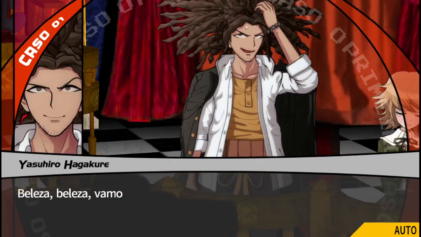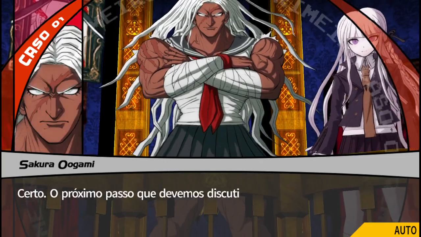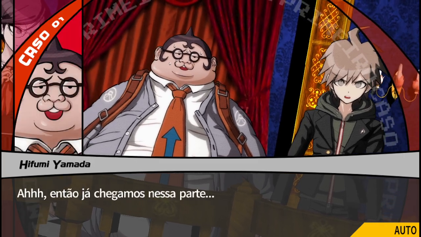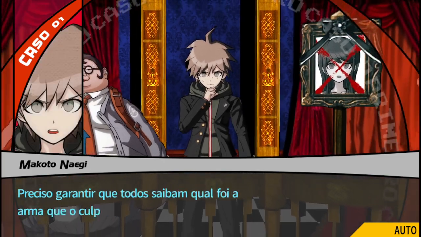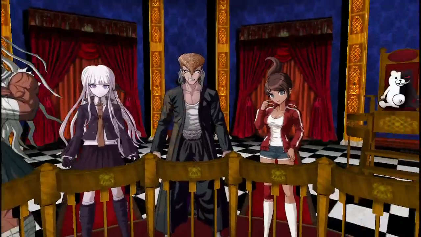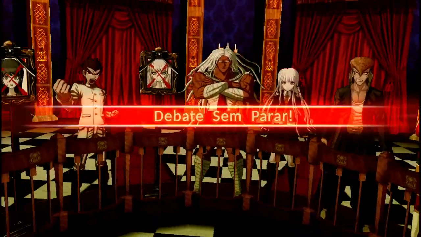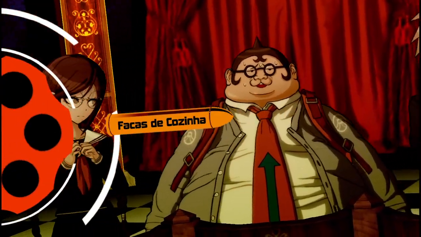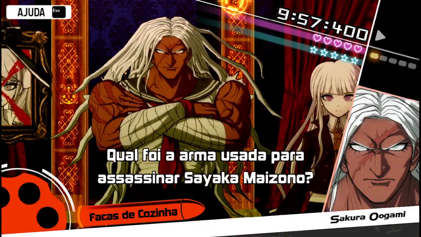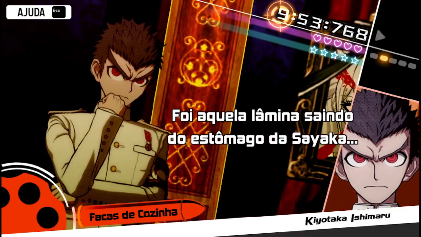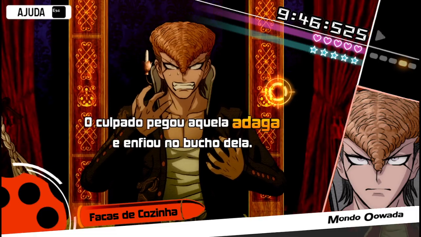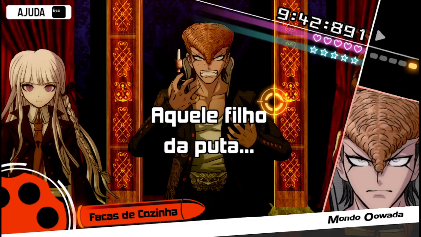Sorry. Okay, so what's next? Next is the subject of the murder weapon. Wow, this is starting to sound like a real trial. What was used to kill her? There was some kind of sharp object thrust into her stomach. Without a doubt, that is the murder weapon. So the killer used some random knife they had on him. How could anyone do something like that? That son of a bitch!